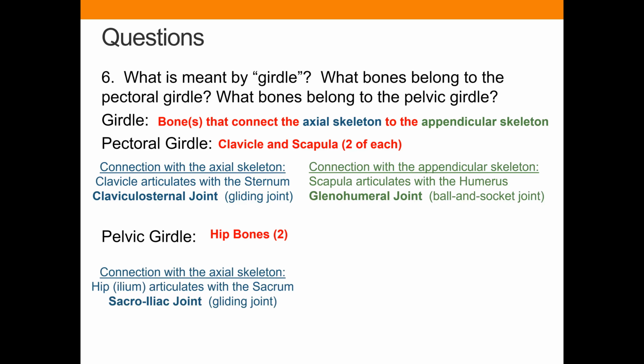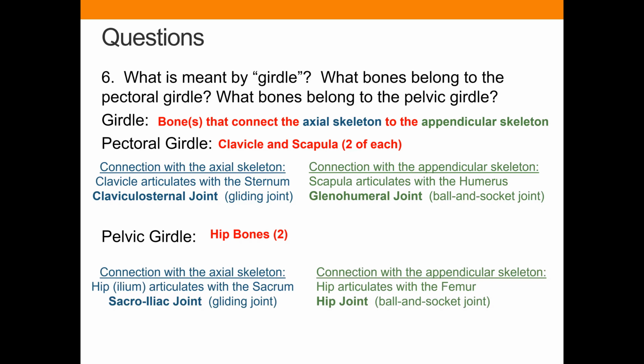And then the pelvic girdle connects to the appendicular skeleton where the hip articulates with the femur. So it's the acetabulum on the hip, and it's going to articulate with the head of the femur. This forms the joint called the hip joint, and this is a ball and socket joint.